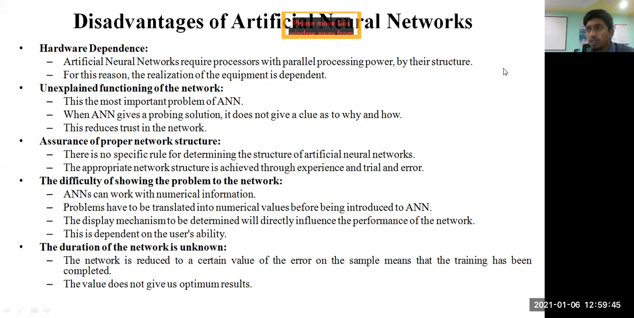It may lead to a good solution, or sometimes it may lead to a bad solution also. This is dependent on the user's ability. If a user does not have knowledge about the functioning of the network, that may lead to some effect also. And the final disadvantage is that the duration of the network is unknown. How much time it will take to get optimum results depends on the training values, and when the network is reduced to a certain value of the error on the sample, it means the training has been completed. So depending on the training only, the output will be obtained, and sometimes it may not be the desired output.